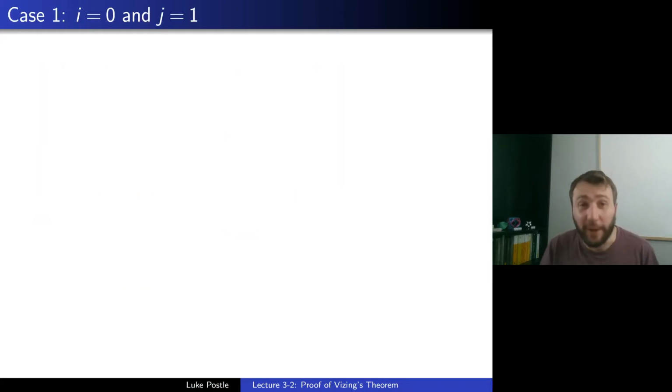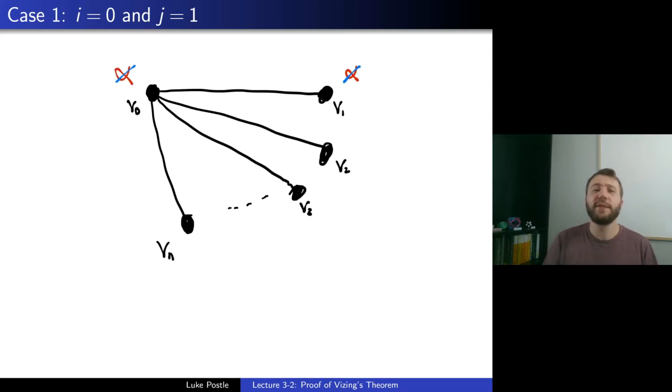Here is case 1, i equals 0 and j equals 1, and I'll draw you some pictures for these. So here's again a picture. Now I've gotten rid of the extra colors to clear up the picture, but we have V0 and the star with V1 up to Vn as the leaves, and we know that V0 and V1 are both missing this color alpha.